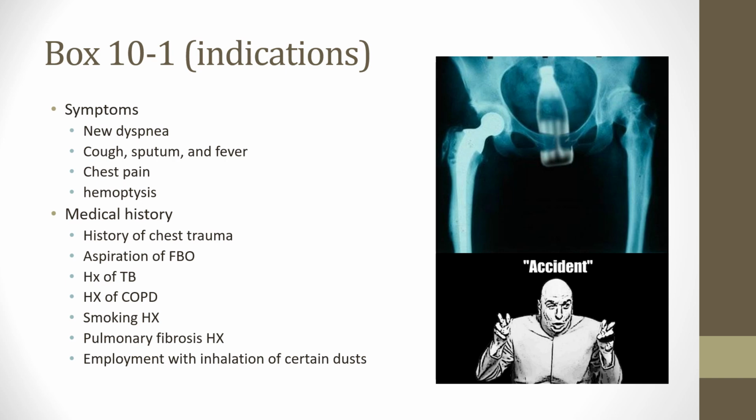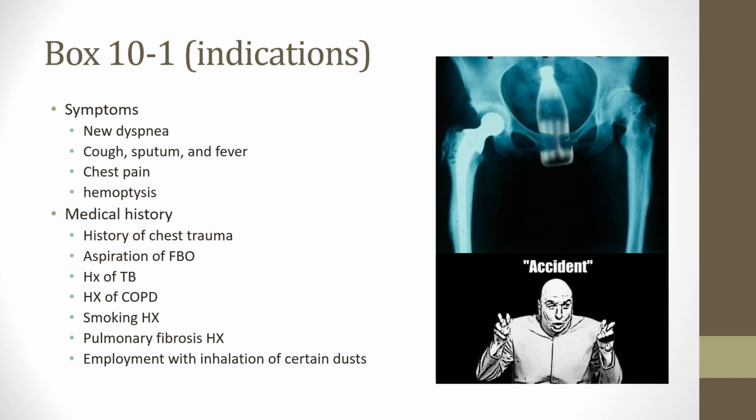History of tuberculosis, we can see if their TB is active or latent. We can see those granulomas in the apices, things like that. History of COPD, of course, we could see if they popped a bleb and have a small pneumo, things like that. People with smoking histories, it might be a good idea to see if there's any new disease developing.